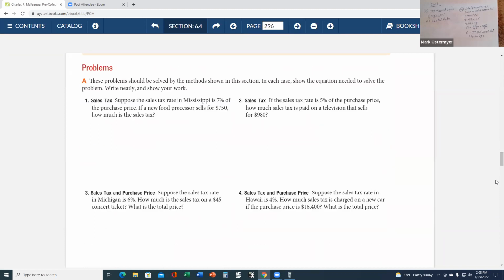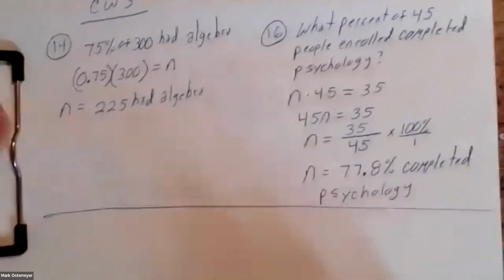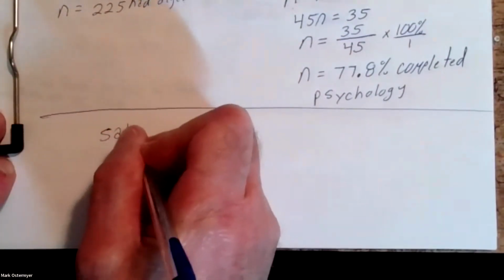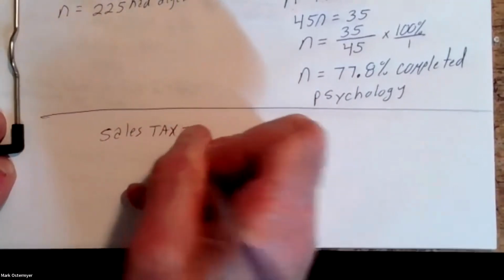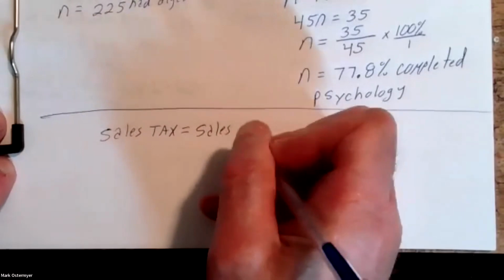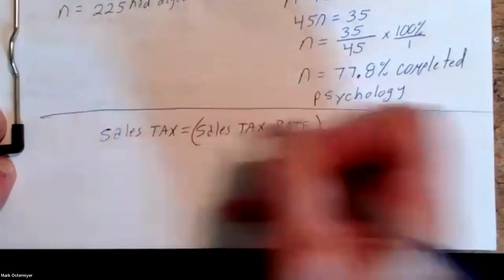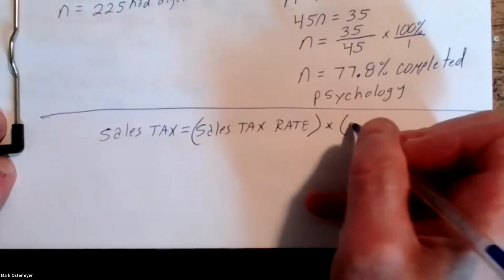All right, problem number 1, it says, suppose the sales tax rate in Mississippi is 7% of the purchase price. If a new food processor sells for $750, how much is the sales tax that will be owed at the register? Well, ladies and gentlemen, we know that we can set up an equation here for section 6.4 that says the amount of sales tax that you're going to have to pay is equal to the sales tax rate times the what? The amount of sales, correct?